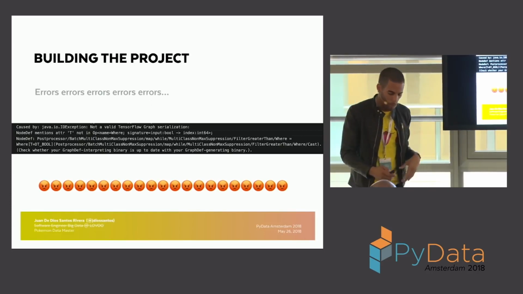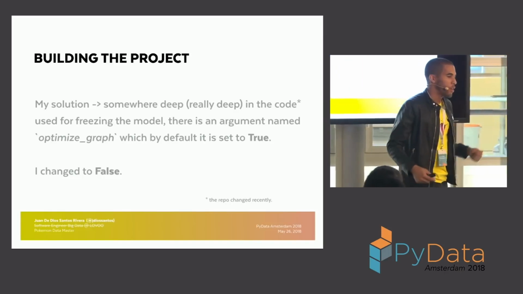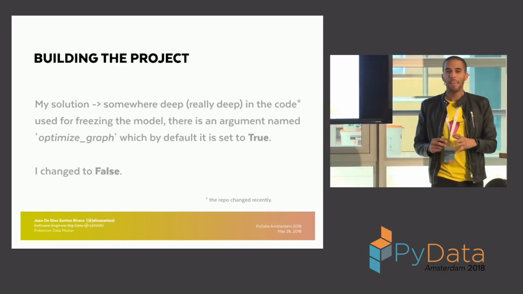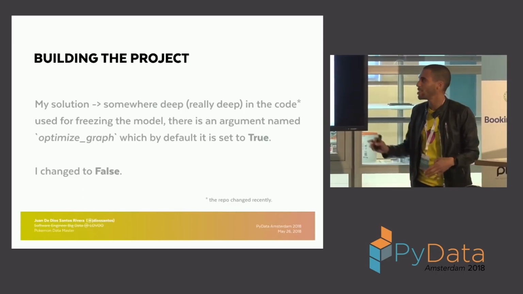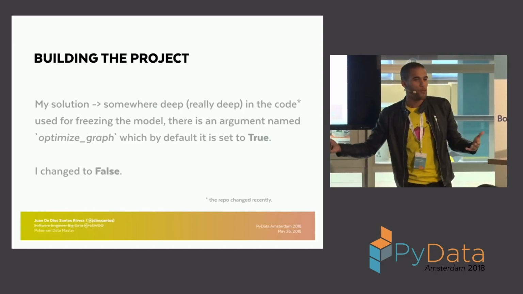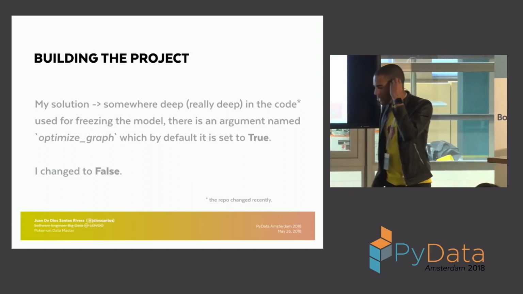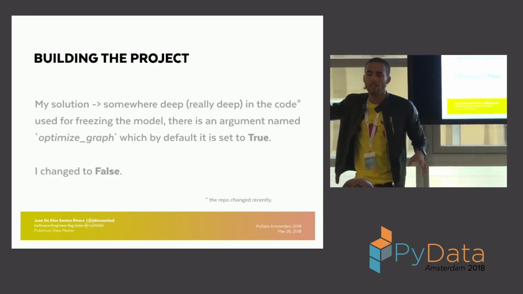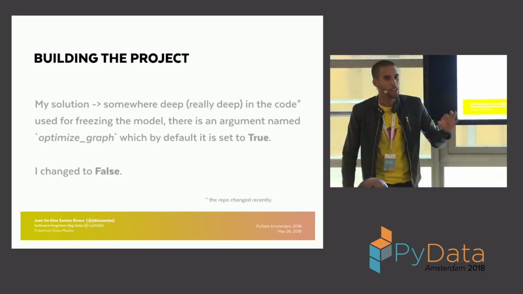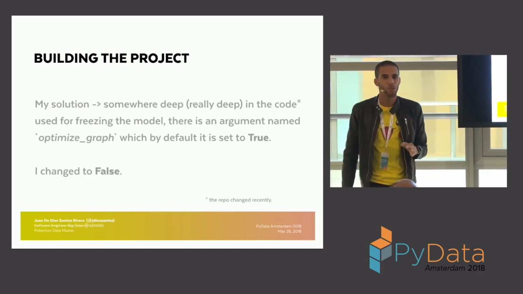But then one day after the piña colada, I went home, I went to the code, and I took a look at the file, the script I used for freezing the model. Because to be honest, since they already provide the script, you don't have to write anything. So you just run it and that's it. And deep inside the code, there is one function. I don't even remember the name. And it has this variable. It's called optimize graph. And by default, it's set to true.